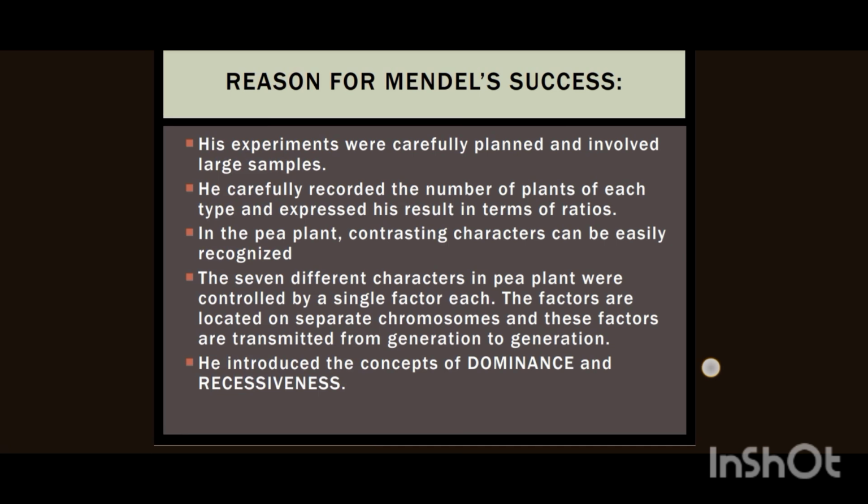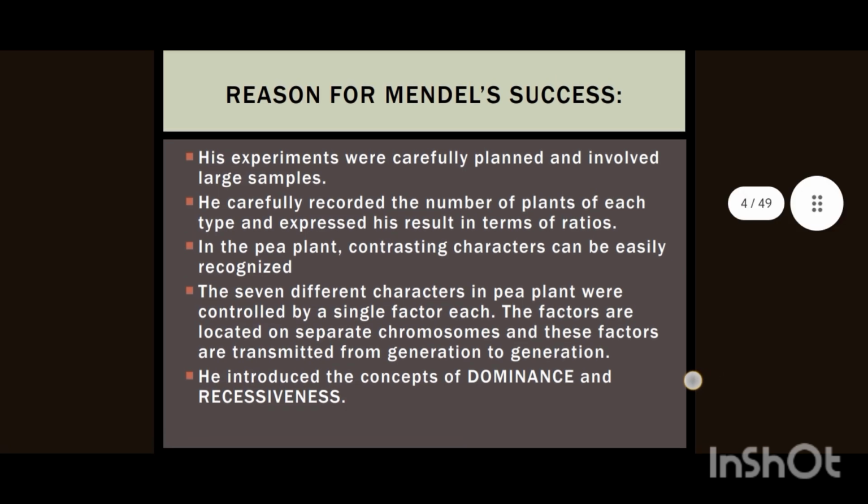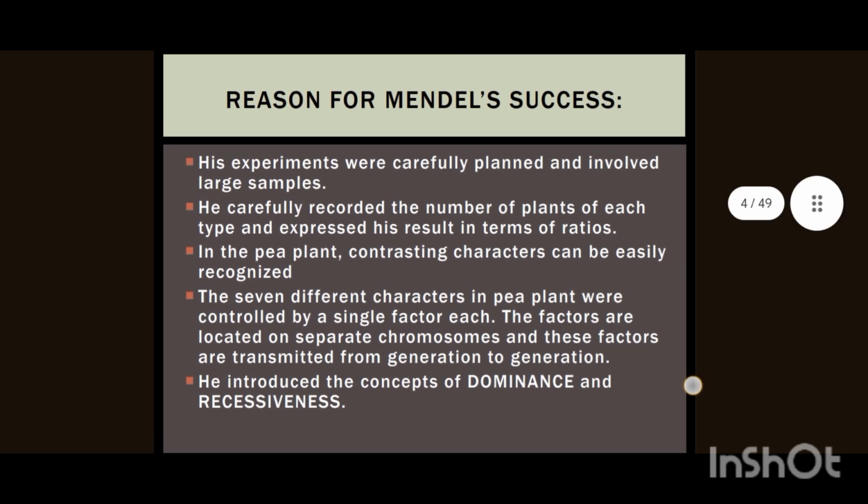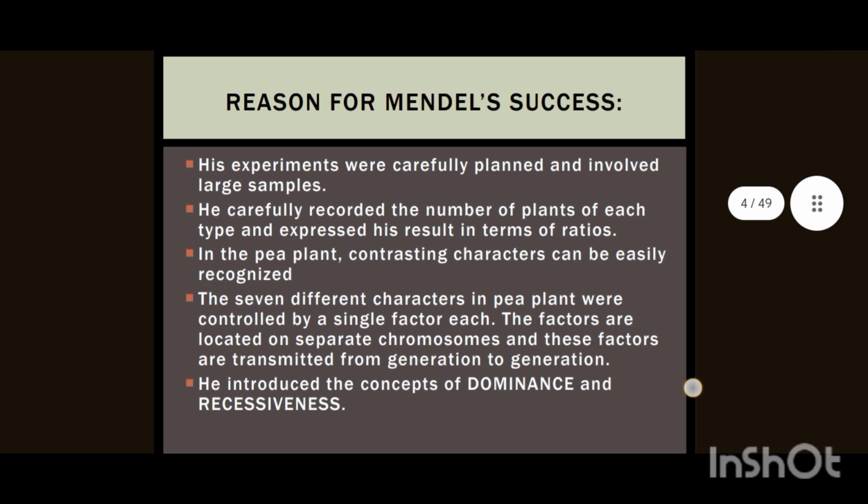Dominance and recessiveness: if we cross a plant, we get an offspring. In that offspring, out of the two genes, one gene will express itself. It is called dominant, and the other gene will not express itself. It is called recessive.